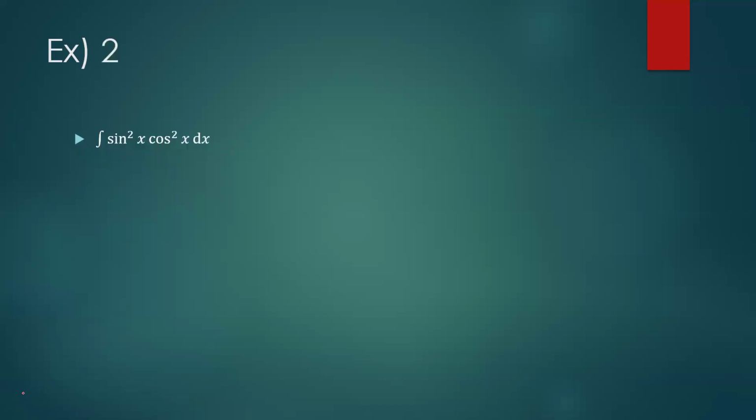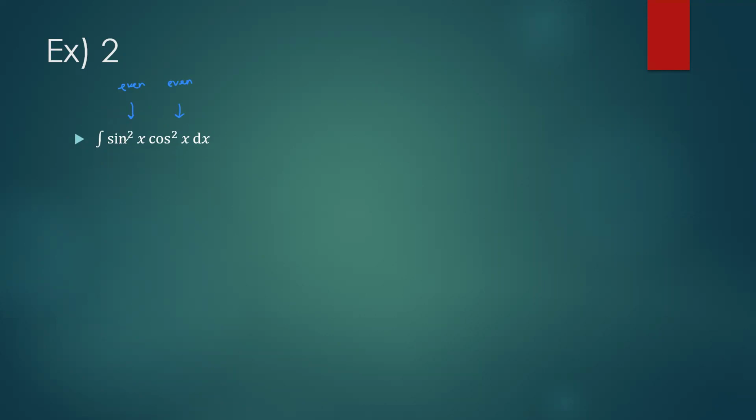So example 2, we have to take the integration of sin square x times cosine square x dx. What is so significant about this? The only problem is if you look at the powers, this is a power 2 and this is also a power 2. They're both even powers, right? So it's not like we can peel off a sin or a cosine x. So you're going to have to use one of your identities.